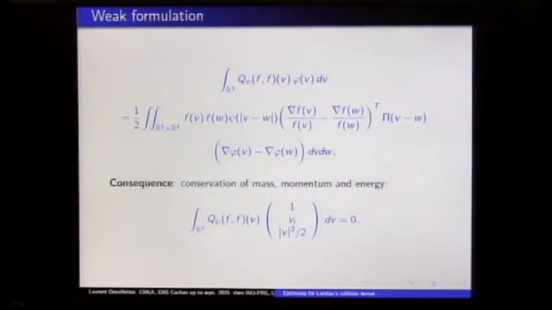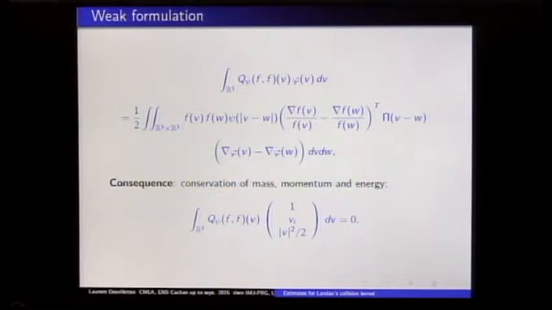And finally, if you take phi of V equal to modulus of V squared over 2, the gradient is equal to V. Here the gradient is equal to W. So you end up with V minus W. And you must remember that this is a projection onto V minus W orthogonal. So this also gives you 0. So finally, you end up with this property of the kernel, which is something which was really imposed by Landau when he wrote down the kernel, in fact. That is, if you multiply by the mass, the momentum, or the kinetic energy, then you get 0.